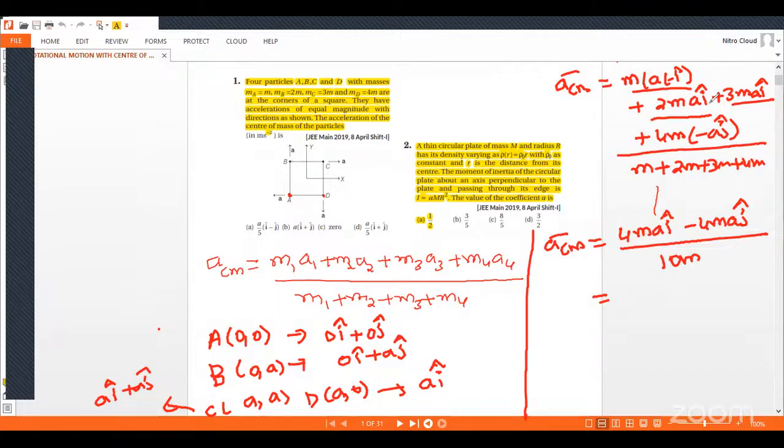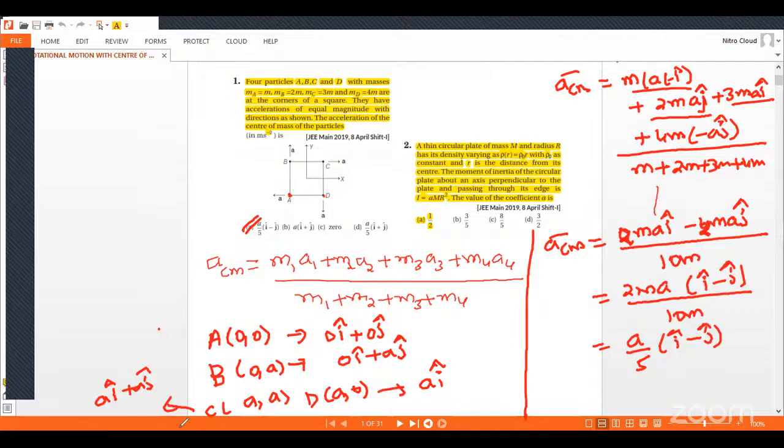At point B, it is j cap. So it is 2MA i cap minus 2MA j cap. So 2MA take common, i cap minus j cap by 10M. So it is A by 5 times i cap minus j cap. That is the first option, right?